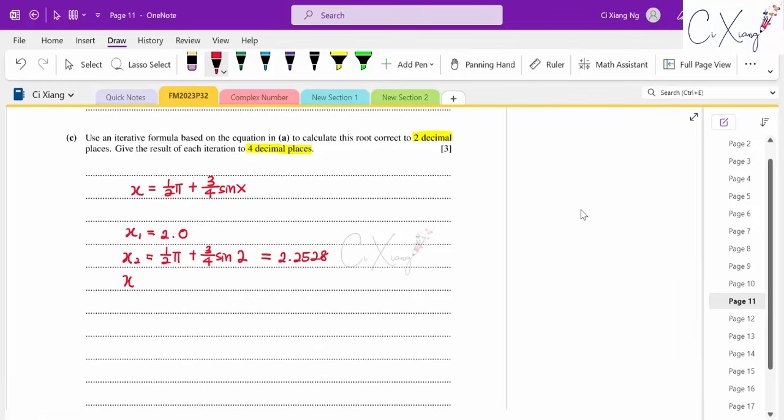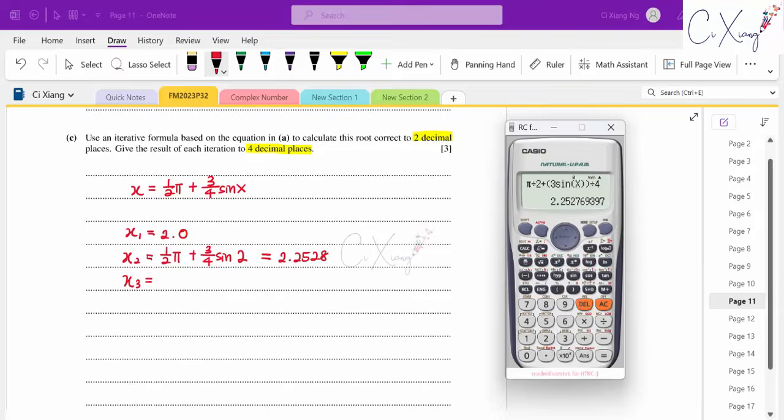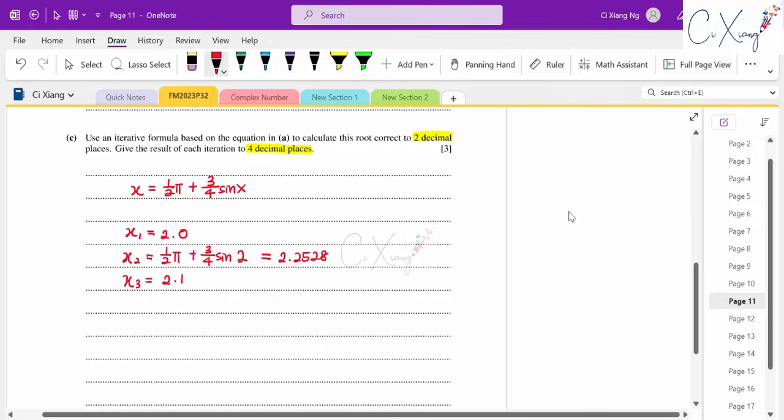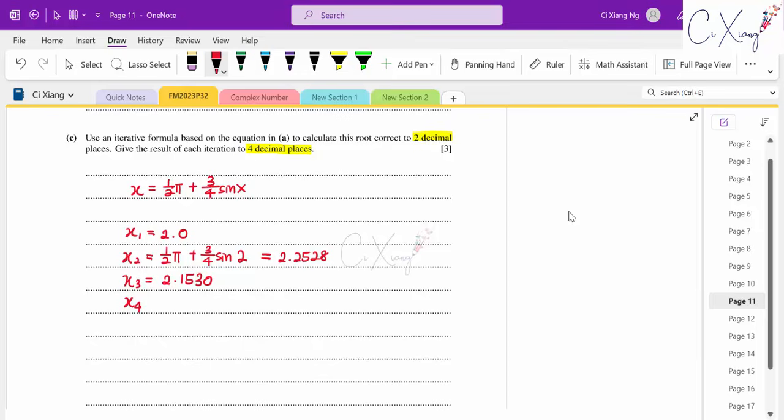After I get the value for x2, I want to continue to the value of x3. I will repeat the step here. Press calculate and key in the value 2.2528, and press the equal sign again. Then I get my next value, which is 2.1530, so I put in 2.1530. I will continue my iteration until I get a 2 decimal places answer which is repeated.